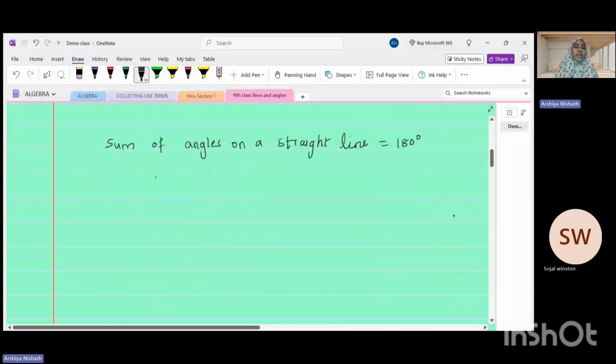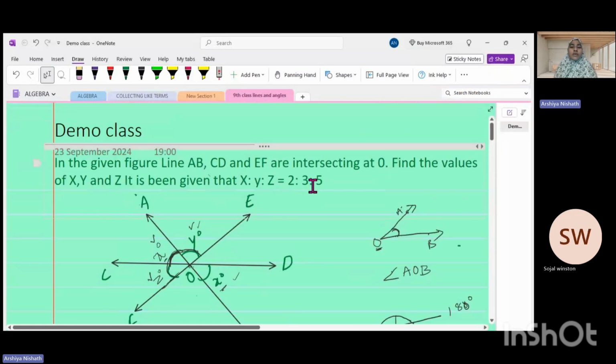So can we write here angle X plus angle Y plus angle Z is 180 degrees? Yes, we can write. Why? Because they are forming on a straight line. Okay. So let us keep it as equation 1. Now what is the relation between X, Y, and Z given in the question?